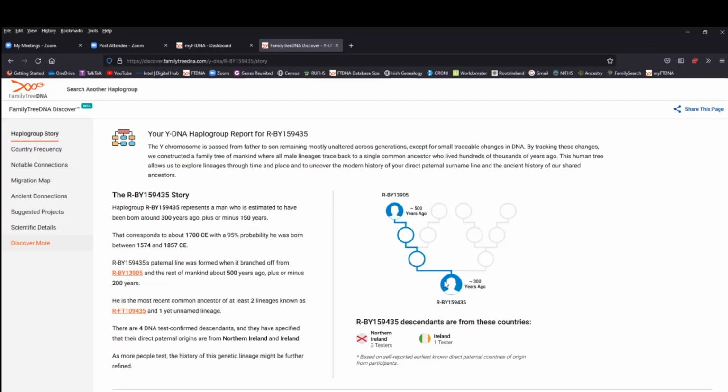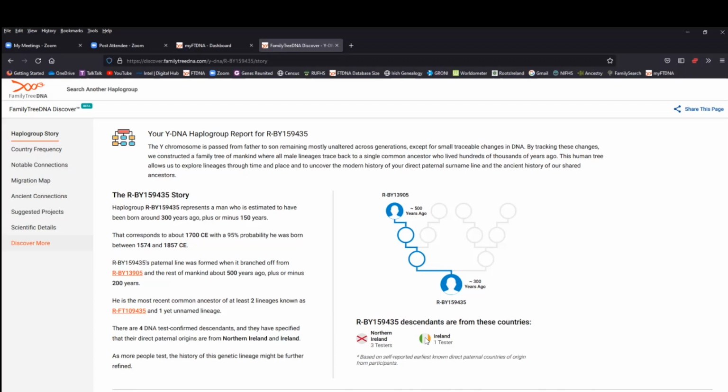The reason I did that was that there are 4 people who are downstream of this haplogroup. So there's 4 people who share that particular haplogroup. I'm one of them. My uncle is a second one. My 4th cousin is the 3rd one. So that's the 3 Northern Irish testers. And this 4th person is somebody who has matched me for a number of years on Y-DNA.